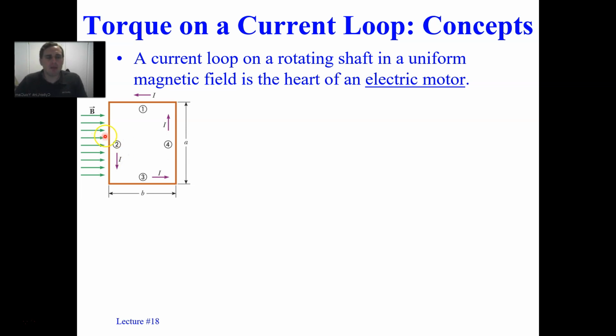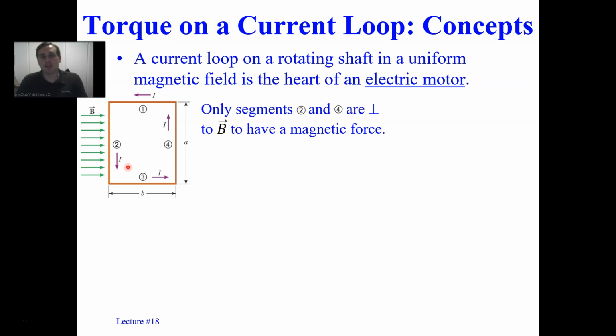So if this one is out of the page, and this one is into the page, the entire current loop is going to rotate like so. In other words, it's going to rotate such that side 2 is going to move towards you out of the screen, and side 4 is going to move away from you. So in fact, if you looked at the loop from above, it would rotate counterclockwise. If there was some axis between these numbers 1 and 3, it would rotate counterclockwise as viewed from above. In fact, it's going to rotate to align itself with this external magnetic field. I'll say more about that in a moment.